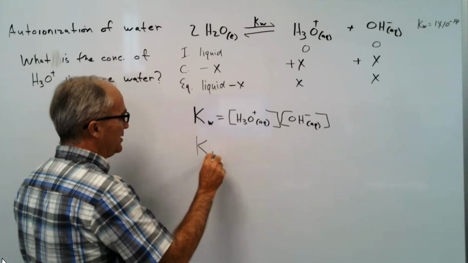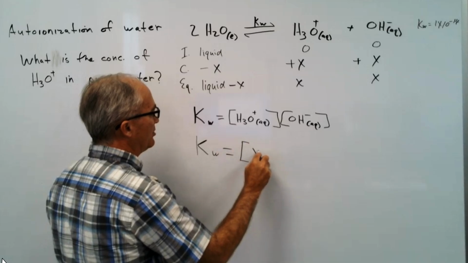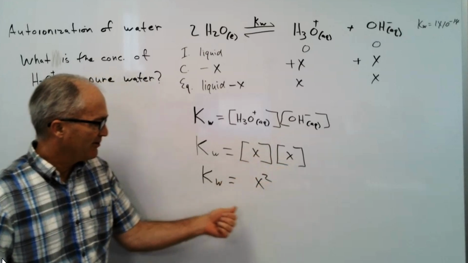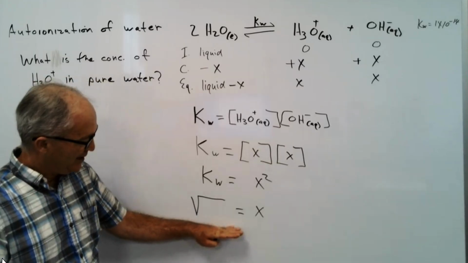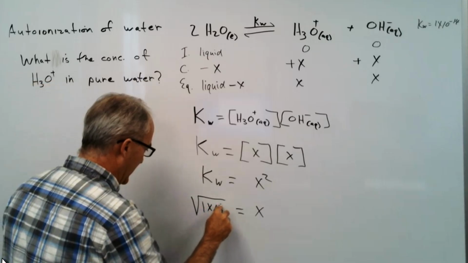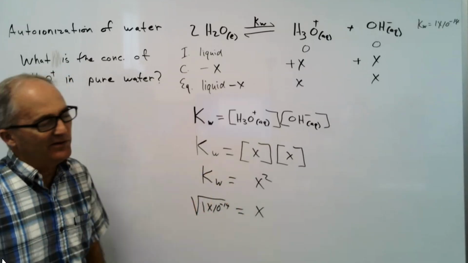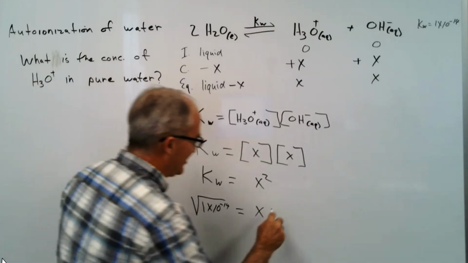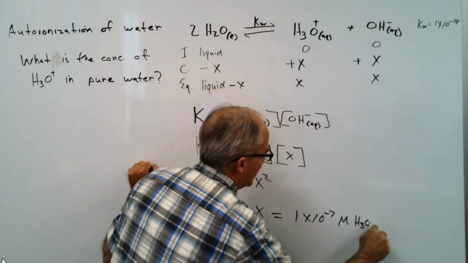So the next step is to plug in the bottom row of the ICE table into the equilibrium expression. And this is going to give us something that looks like this. X times X is X squared equals Kw. Alright, why don't I take the square root of each side? And since I'm running out of whiteboard real estate here, I'm going to just put in Kw, 1 times 10 to the negative 14th. So if you know your exponents real well, you can do the square root of this without a calculator. What's the square root of 1 times 10 to the negative 14th? Yeah, absolutely. 1 times 10 to the negative 7th molar hydronium ion.